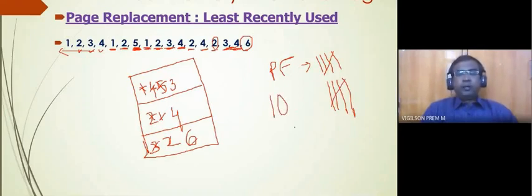Now you can take your own example and try it on your own with different frames and check out the number of page faults. So 3 algorithms we have discussed. FIFO, first in first out, then optimal, replace a page which is not going to be used for a long time, and least recently used, replace a page which is not recently used. That is least recently used. Okay, thanks.